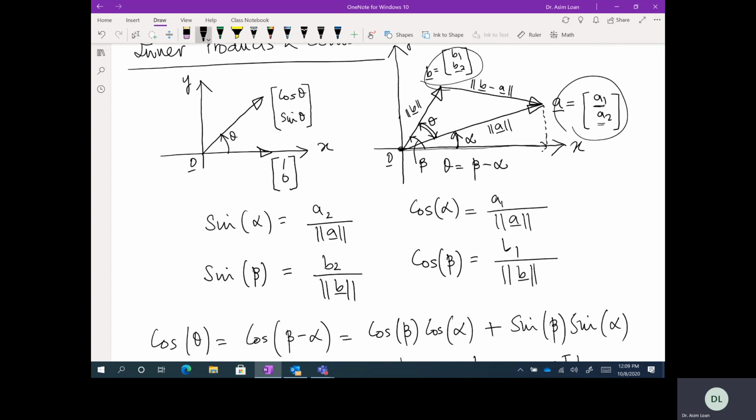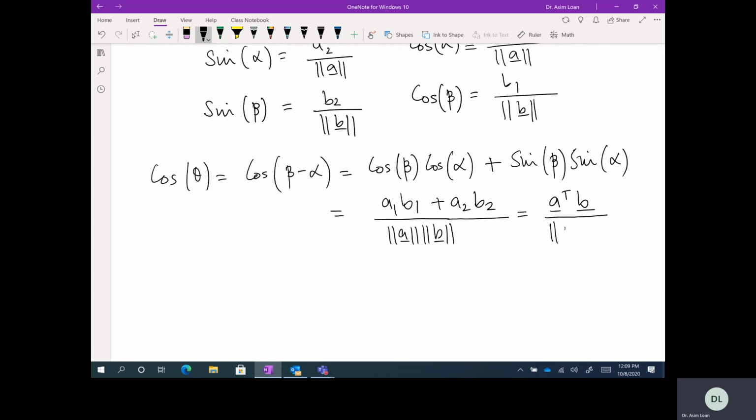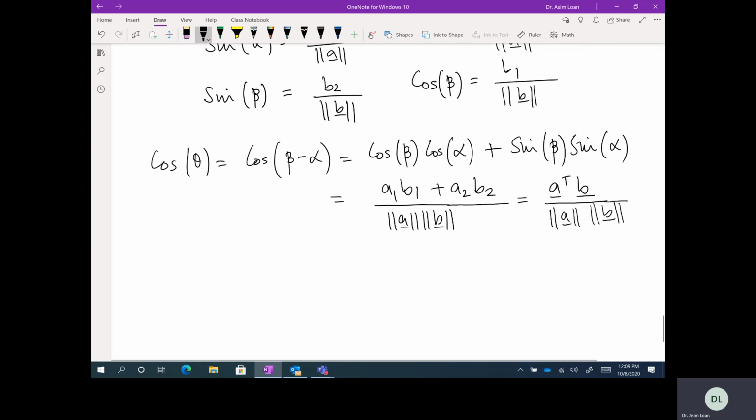If you do a1 into b1 plus a2 into b2, that's the inner product, and this is also the inner product. I can also write this in terms of the inner product, but let's write it in terms of the norm, norm a norm b. So this is cosine of theta.